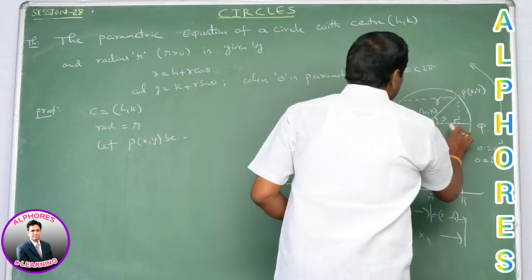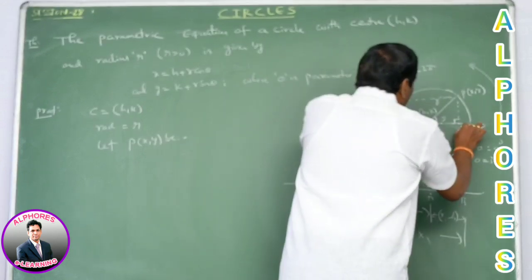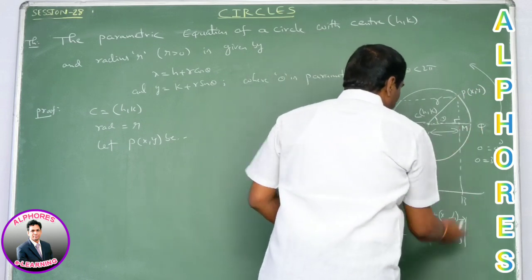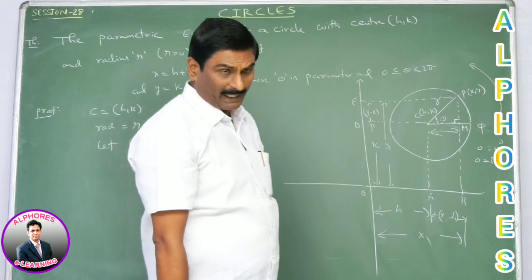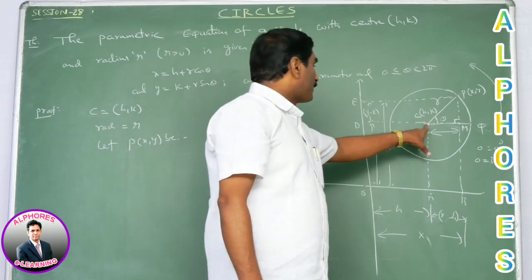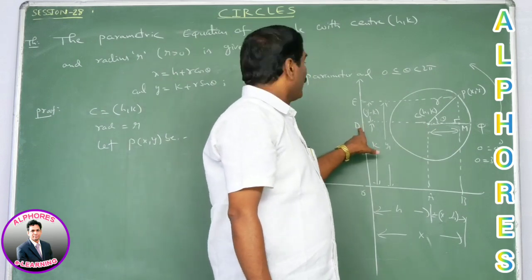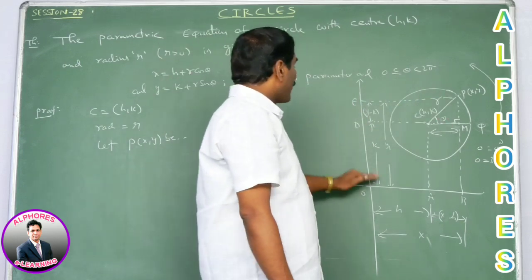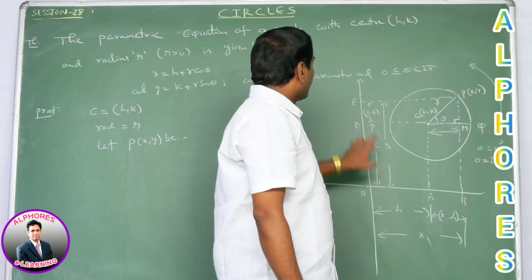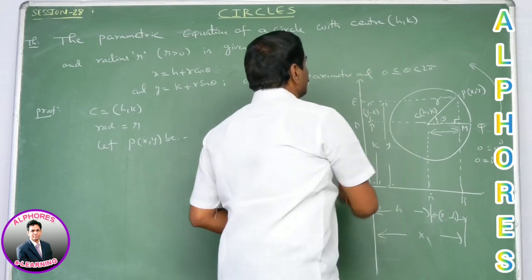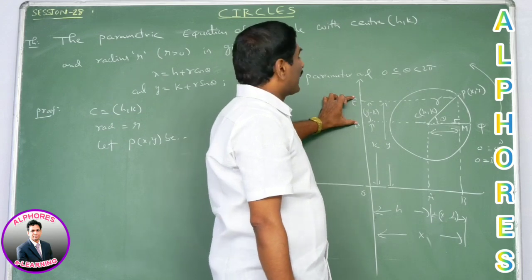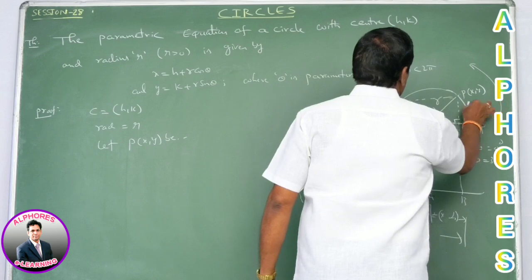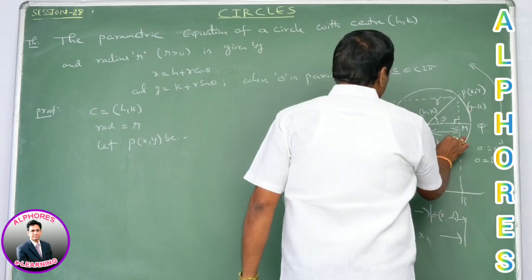Say M is the projection of C on PB, then CM is nothing but AB, that means x minus h. Next, let D be the projection of C on the y-axis and E be the projection of P on the y-axis. Then OD is the y-coordinate k and OE is the y-coordinate y. That means DE is equal to y minus k, which is nothing but PM. So PM is equal to y minus k and CM is equal to x minus h.